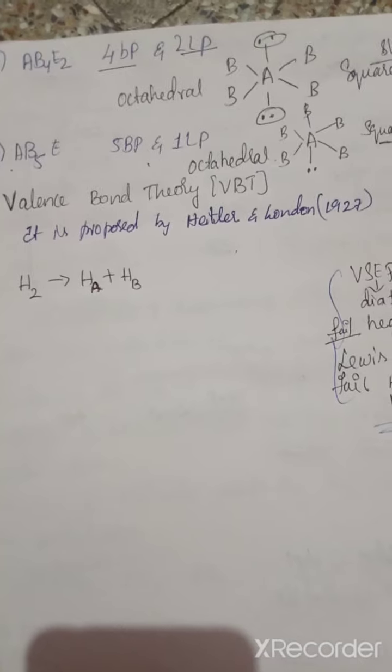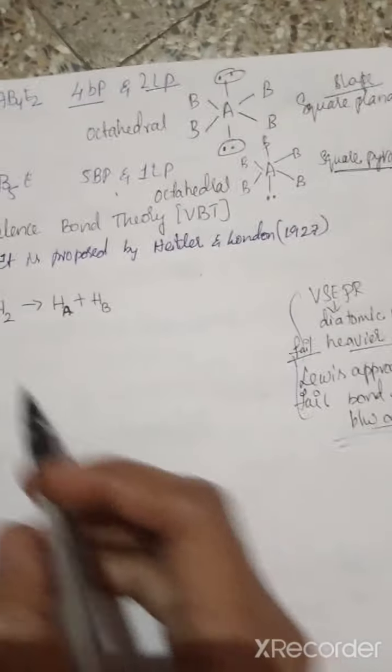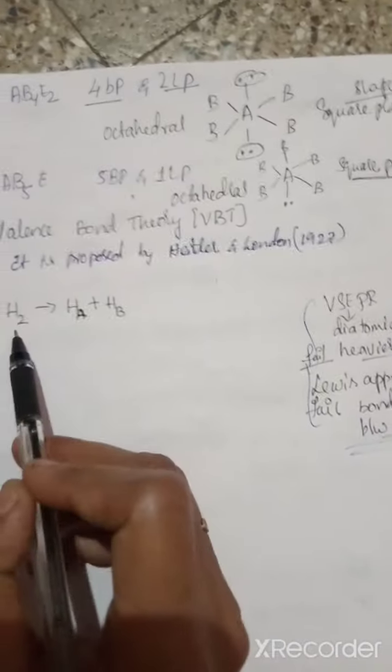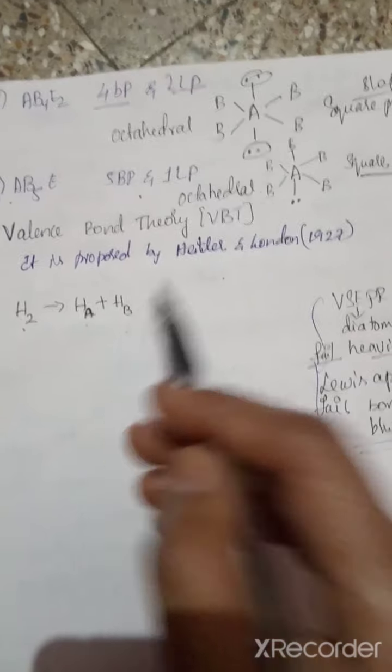What does the new valency bond theory say? For example, just assume the H2 molecule, which has the atoms HA and HB.